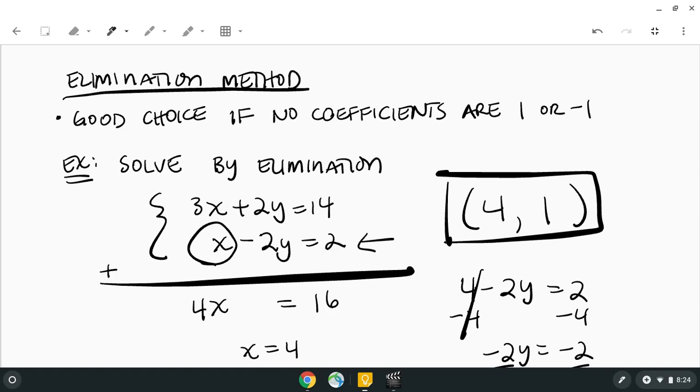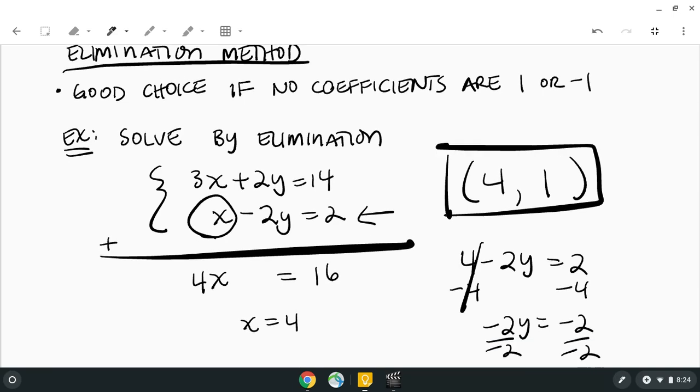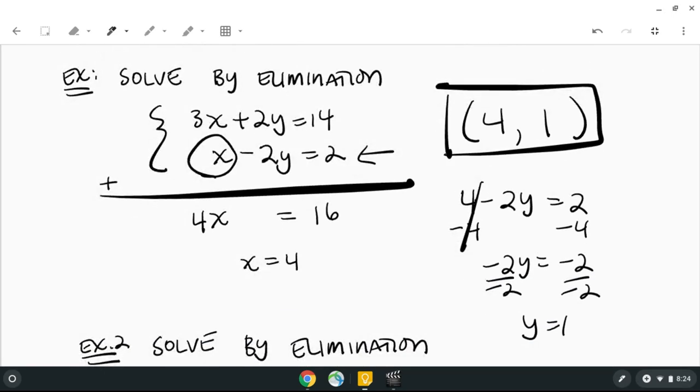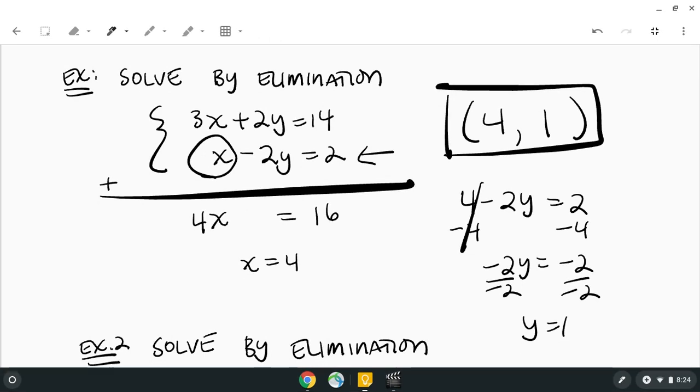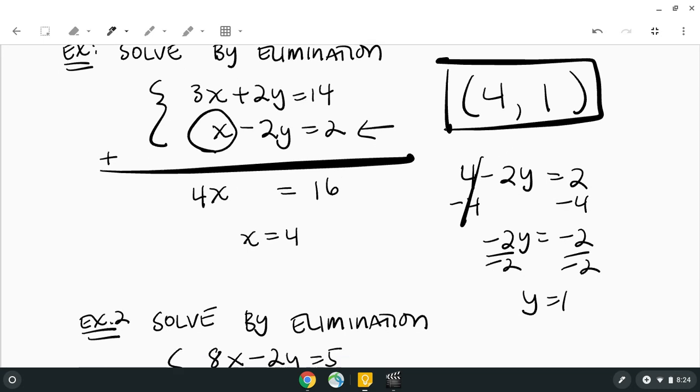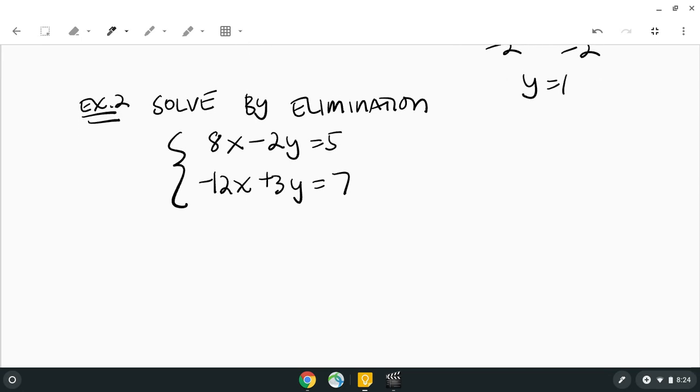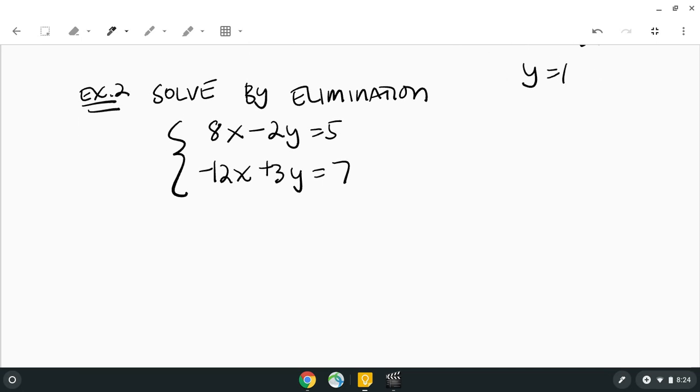This is what I mean when up above, I said elimination method is a good choice if no coefficients are 1 or -1. That's why in this first example, that x that's circled, you have a 1x, so you could easily use substitution method. And this one here, while you could use substitution method, you better be good with fractions. So here I would definitely use elimination over substitution if I had a choice.